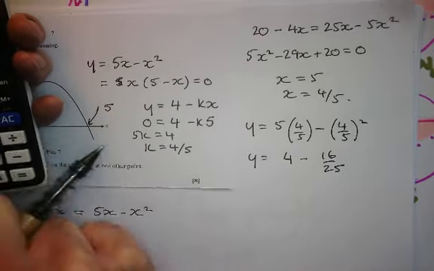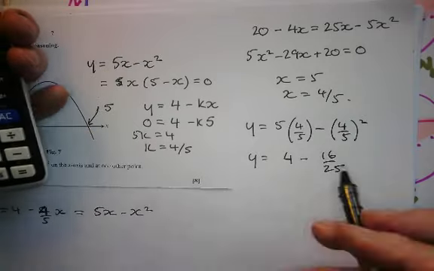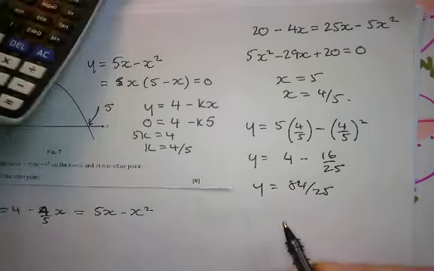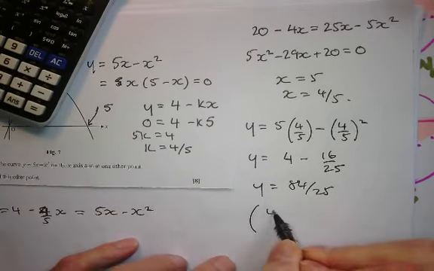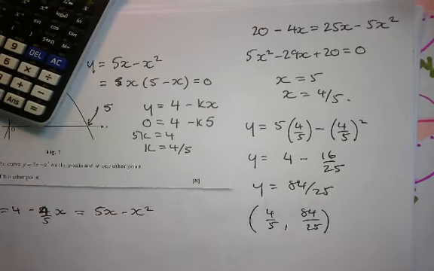So 4, and you just have to, it's really crazy, isn't it? On the simple stuff of maths, just be careful you don't make silly simple errors, because otherwise you lose marks that you shouldn't really lose. So there's my point, 4 over 5 and 84 over 25. That's the way I like to do it.